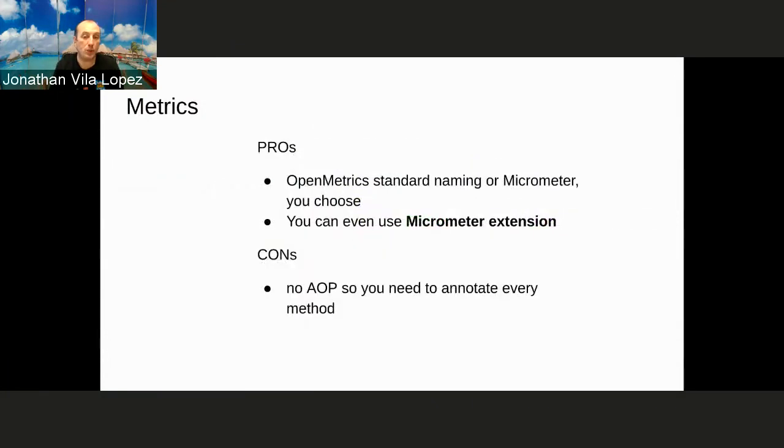Or you can even use the Micrometer extension, and then you will not have to modify anything, and you will have exactly the same as you have in Spring. And we don't have aspect-oriented programming to get the metrics. In this project, AOP was used in order to get the metrics for the access to the database.